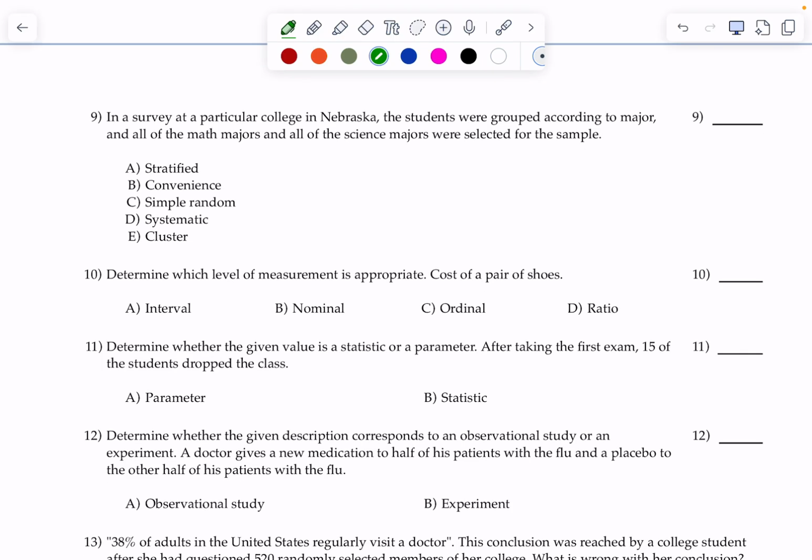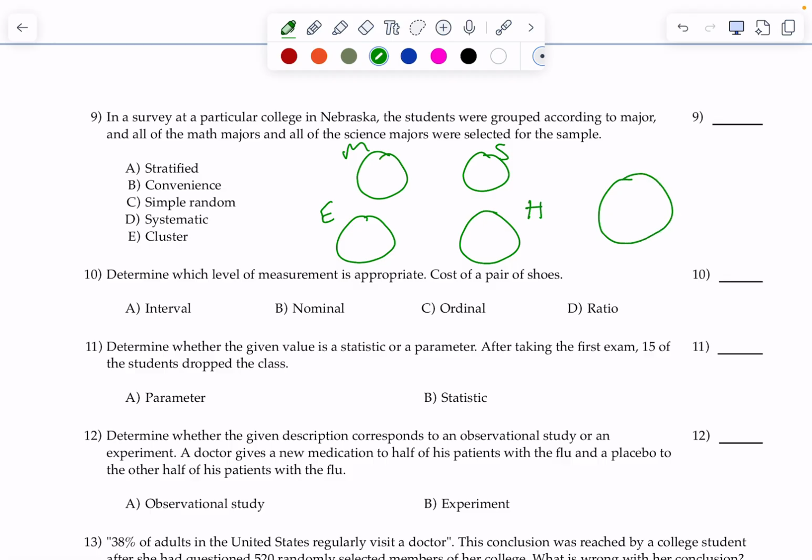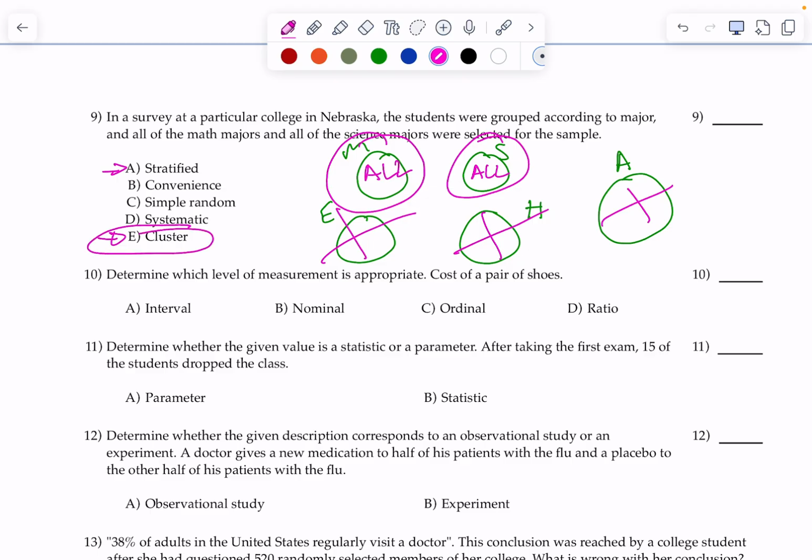9, in a survey at a particular college in Nebraska, the students were grouped according to major, and all of the math majors and all of the science majors were selected for the sample. So we've got math, we've got science, we've got English majors, we've got history majors, we've got accounting majors, right? And we don't care about these 3. We're only doing this one and this one, but we're doing all of them. Which one is that? Those are clusters, right? There's stratified and then there's cluster. Stratified is like 10 from each. Cluster is like the whole group. So E. Yeah? Okay, determine which level of measurement is appropriate.